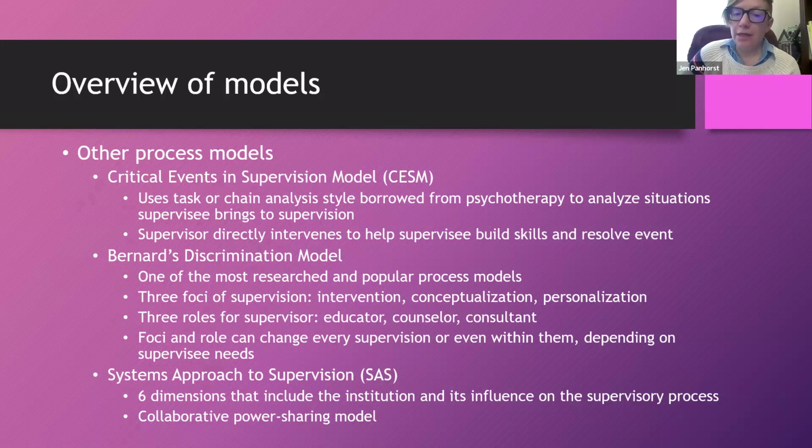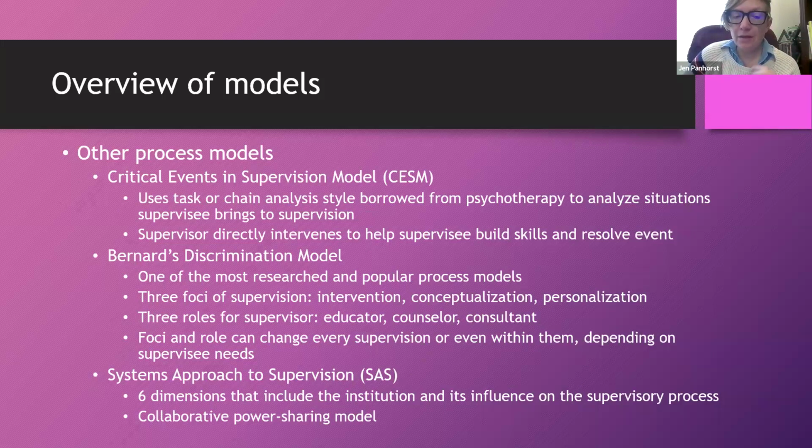There's also Bernard's discrimination model. This one has actually been researched quite a bit and is pretty popular as a process model. There are three foci for the supervision, and then three roles for the supervisor. These can change every supervision or even during a single encounter of supervision, depending on what the supervisee needs. Sometimes they may need an educator on interventions, and other times they need a consultant around conceptualization, et cetera, et cetera.